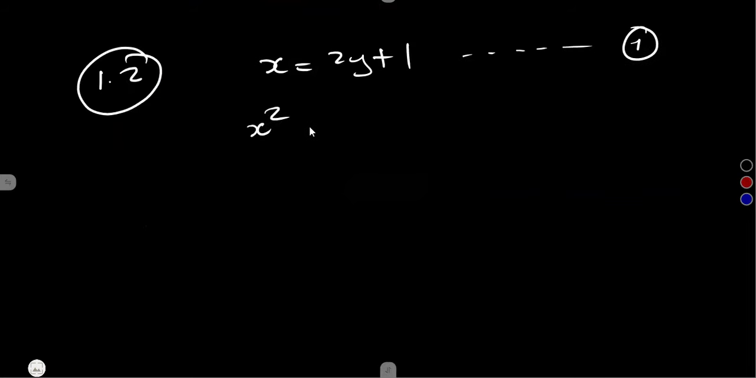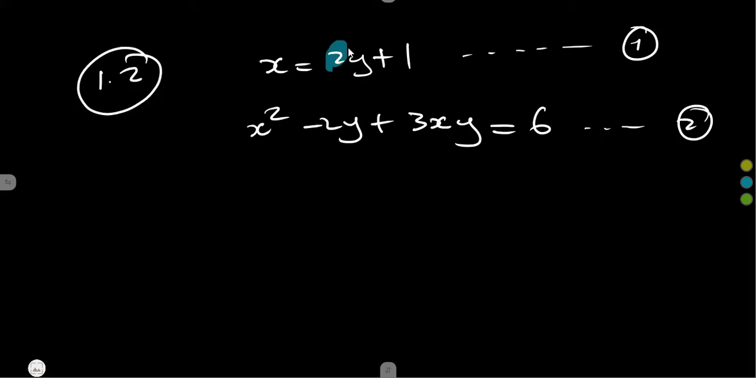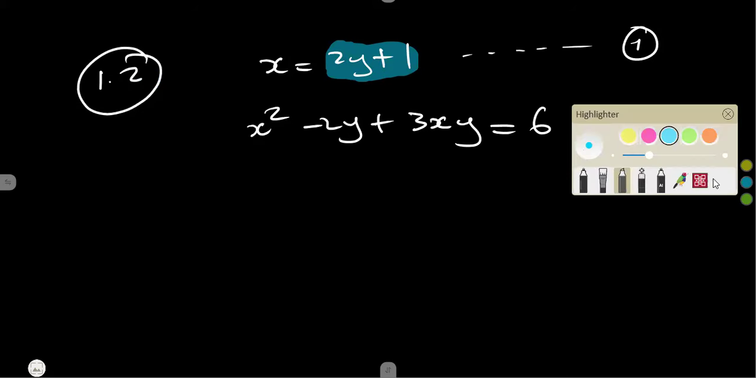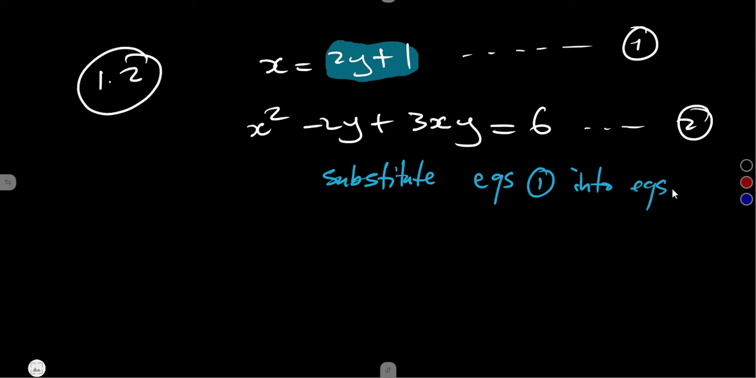And our other equation was x squared minus 2y plus 3xy is equal to 6. So as I said, guys, in the first one, x is already the subject. X is already written in terms of y. So x is equal to this. So there is no need of us making another x the subject. Already it is the subject. So simply substitute your equation 1 in 2. That was our case in this question. So where we see the x, we're going to put 2y plus 1 wherever we see x.